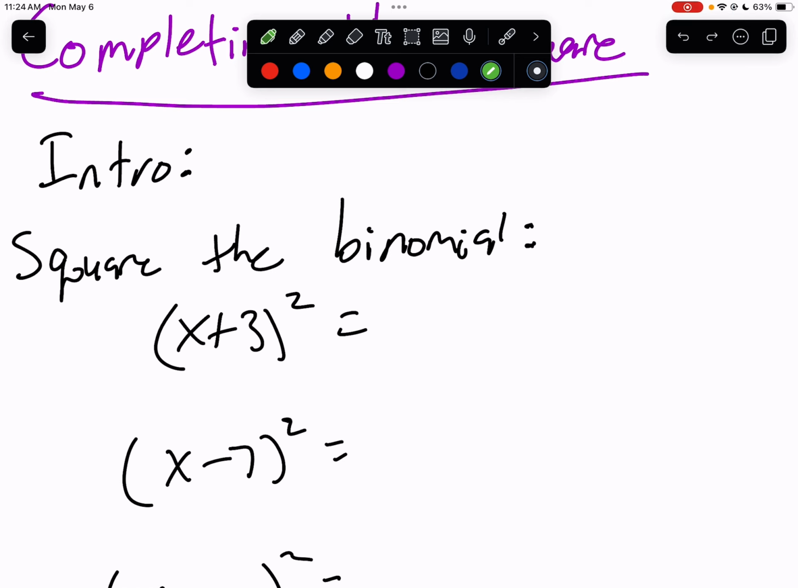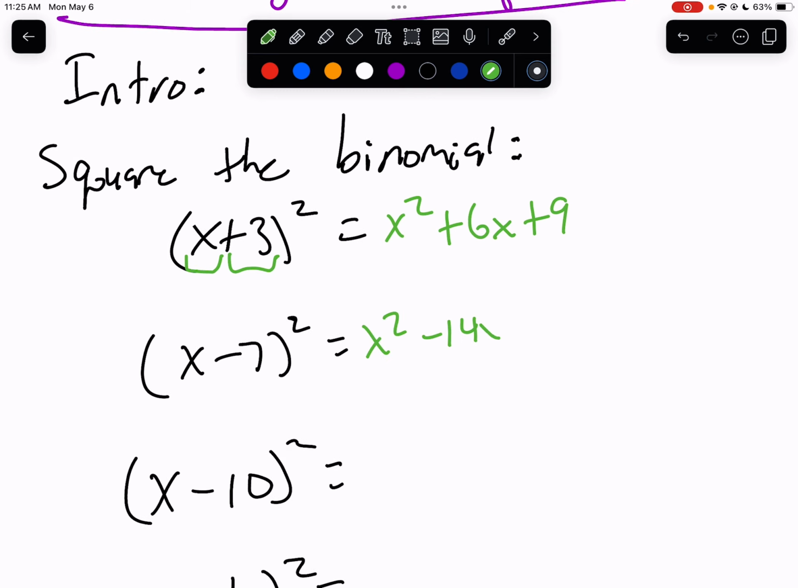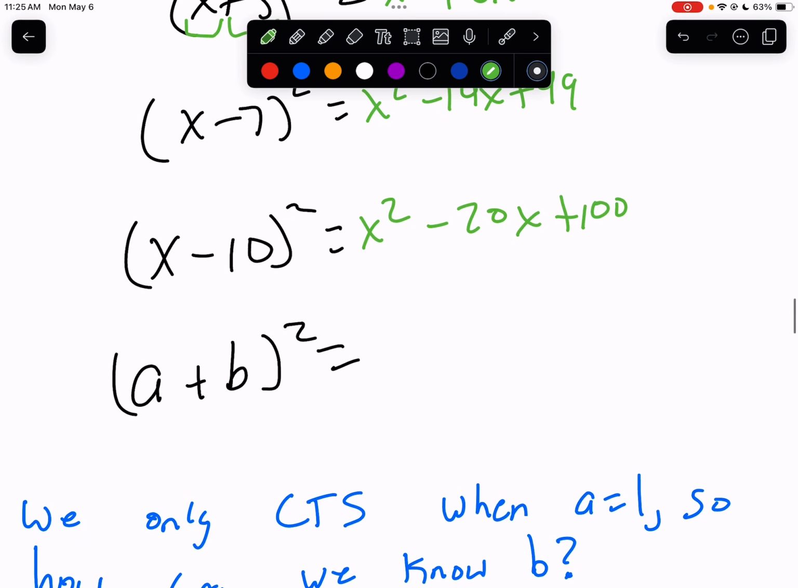We've gone over it. You can watch the other videos, but it's going to be the first number squared, right? If this is a and this is b, that would be 3x plus 2ab would be 6x plus 9. Hopefully you know how to do this. Try the rest of them. If you don't know how to do this, go to my other video. You need to know how to square a binomial. Not negotiable. This is x squared minus 14x plus 49. This one is x squared minus 20x plus 100. You need to know how to do that today. This would be a squared plus 2ab plus b squared. Okay, so keep that in mind.